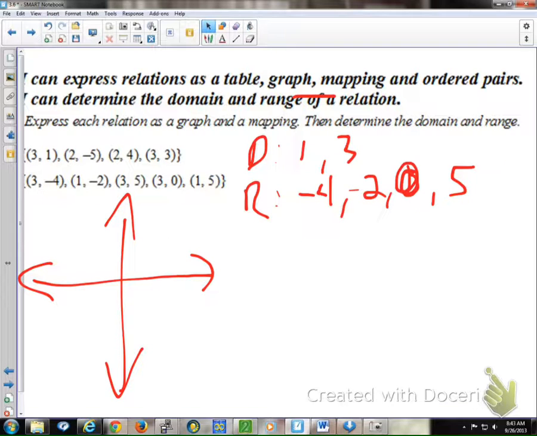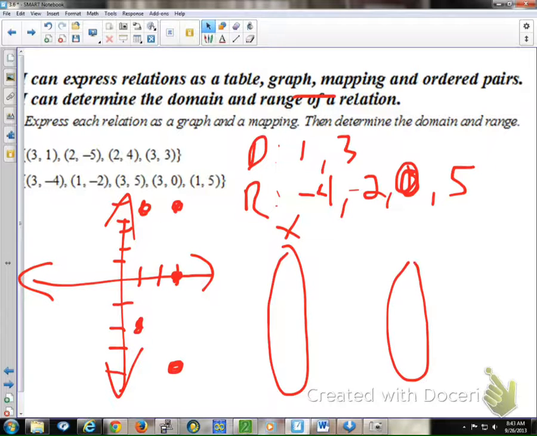So, graphing. You don't have to be perfect on these graphs. Lord knows I'm not perfect on these graphs. 3, -4. 1, -2. 3, 5. 3, 0. And 1, 5. 1, 5. There's the graph. The mapping. X, Y, 1 and 3. -4, -2, 0, and 5.